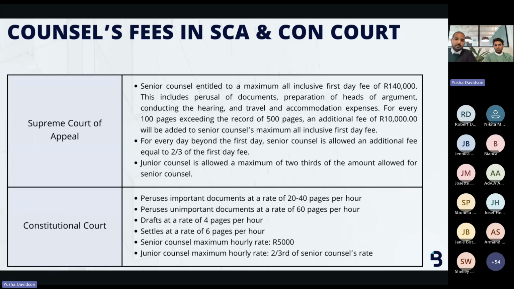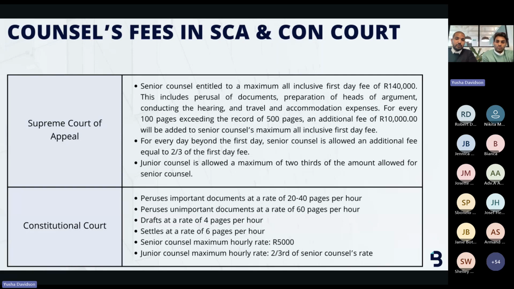And the only way that this amount is increased is if your formal record exceeds 500 pages. In that instance, for every 100 pages that your record exceeds that 500-page mark, your counsel will be allowed an additional fee of 10,000 Rand per day as a maximum first day fee. What then happens is that for the subsistence of the matter, counsel will then be allowed a 2/3 rate for the additional days that he is in hearing.